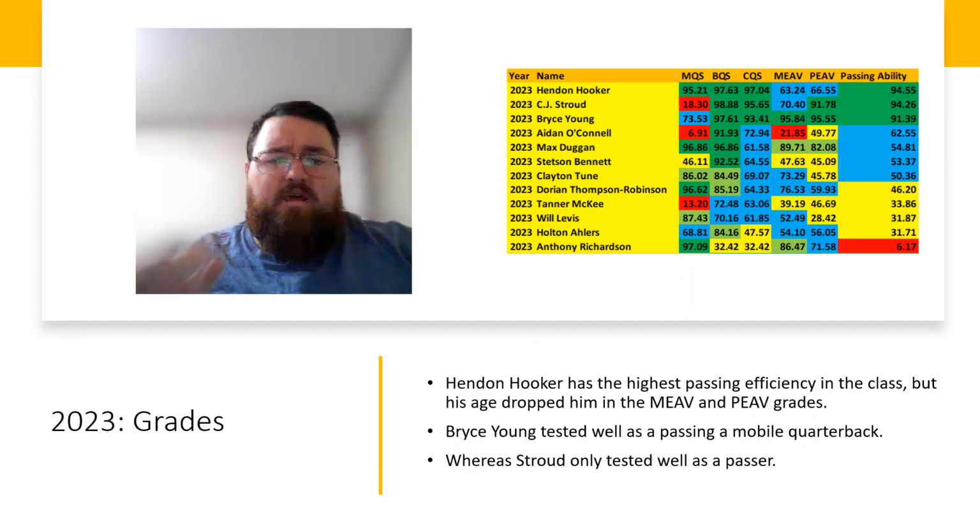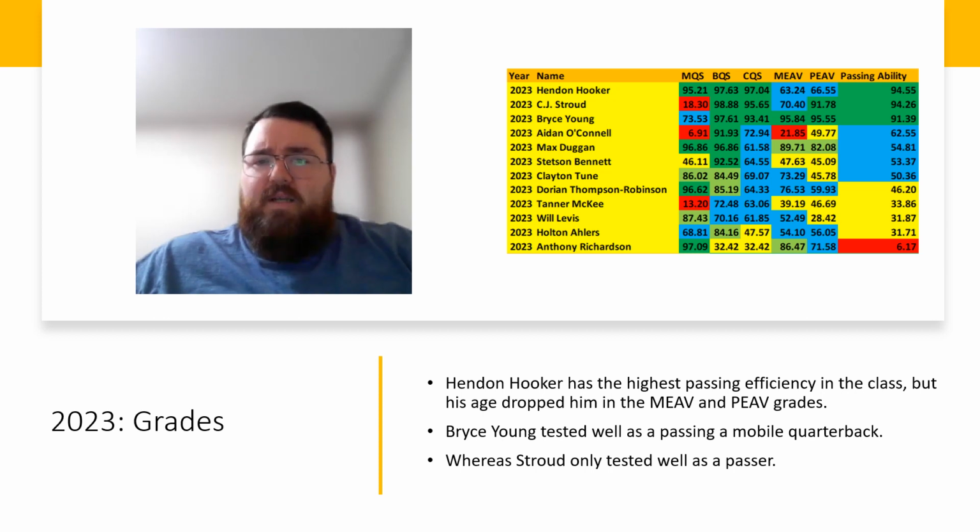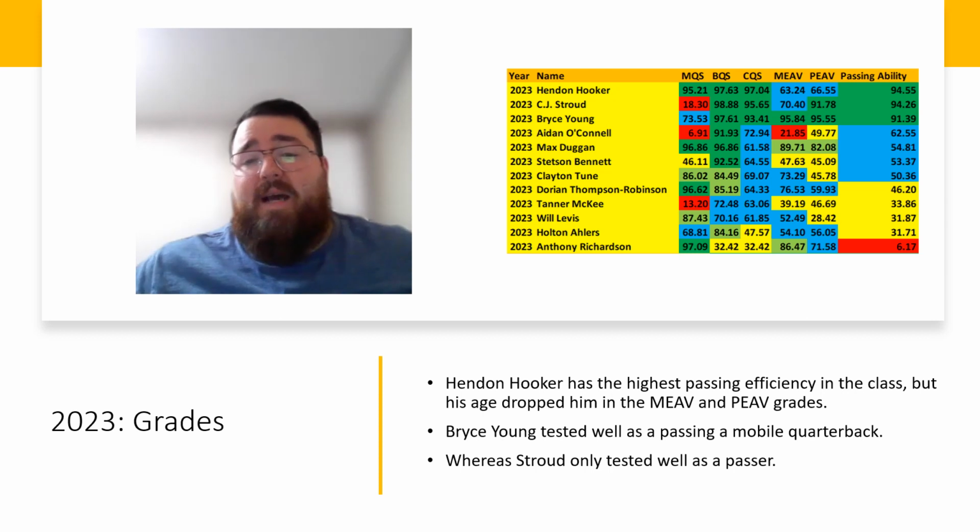Now, moving on to 2023, this particular class was interesting because Hendon Hooker had the highest passing efficiency in that class, with the best passing ability score of 94.55. The passing ability score takes into account their BQS and CQS. BQS is the best quarterback score, and CQS is their career quarterback score. But the problem with Hooker is his age. He was a very old prospect.